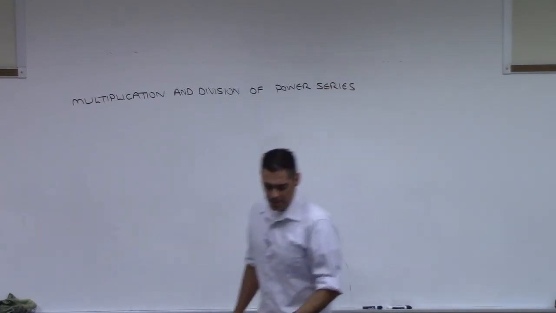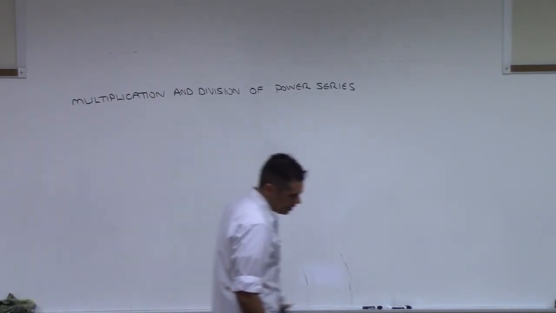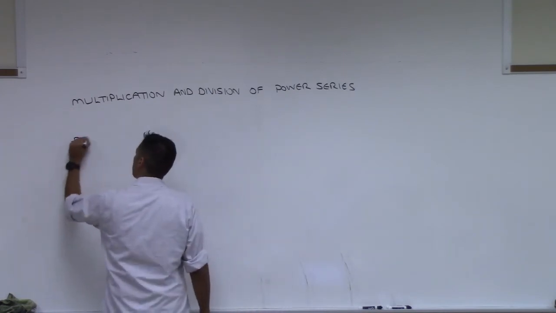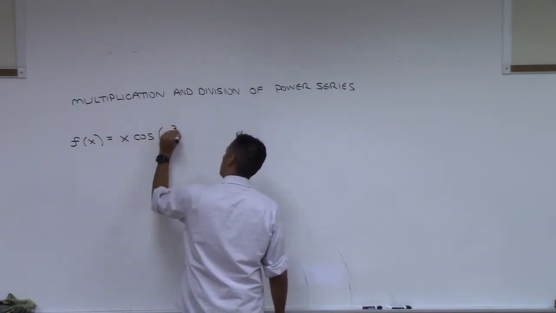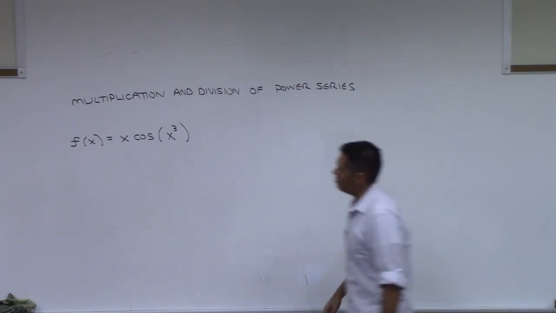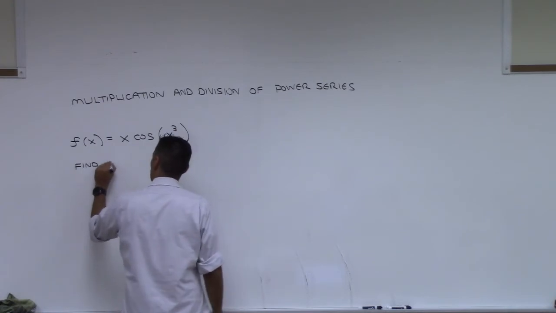All right, so we want to be able to multiply and divide power series. And then we'll see, once we're done learning how to do this, how we can use it. So let's take a look at the following function. F of x equals x times cosine cubed x. All right, and let's say that we want to find the Maclaurin series for this.